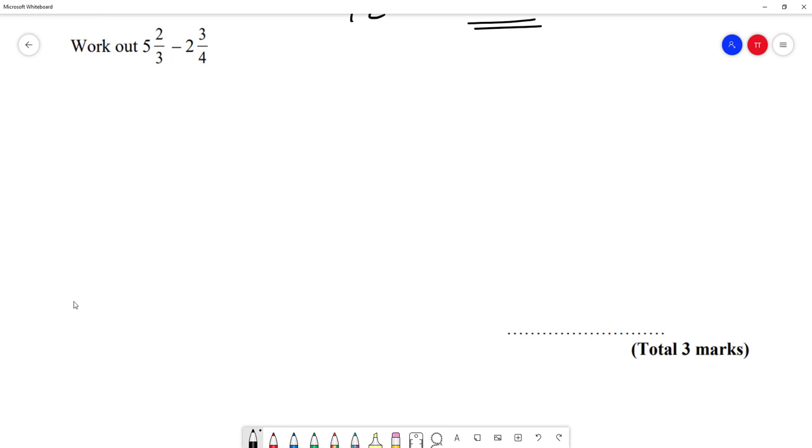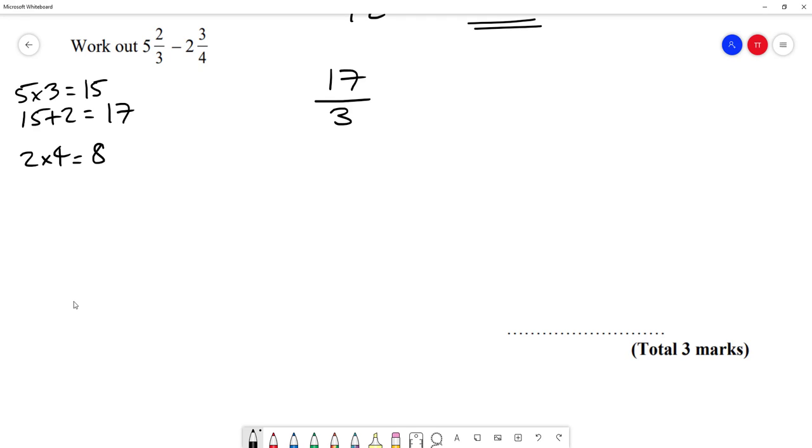Okay, welcome back. So we're going to do what we did before. We do 5 times 3, which is 15. 15 plus 2 gives me 17. So that gives me 17 over 3. Then I'm going to do 2 times 4, which is 8, and 8 plus 3, which is 11. And that's going to be minus 11 over 4.